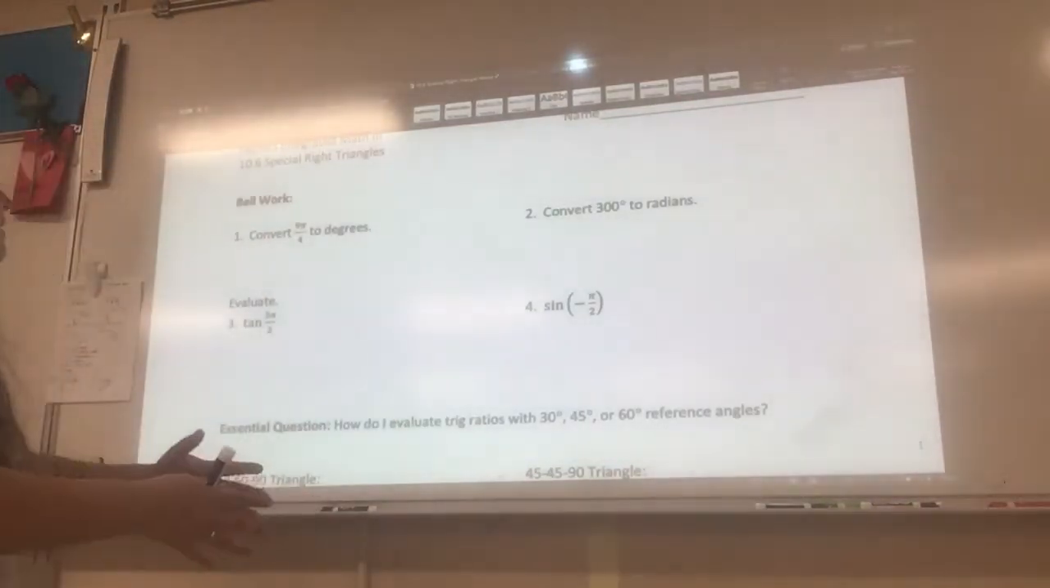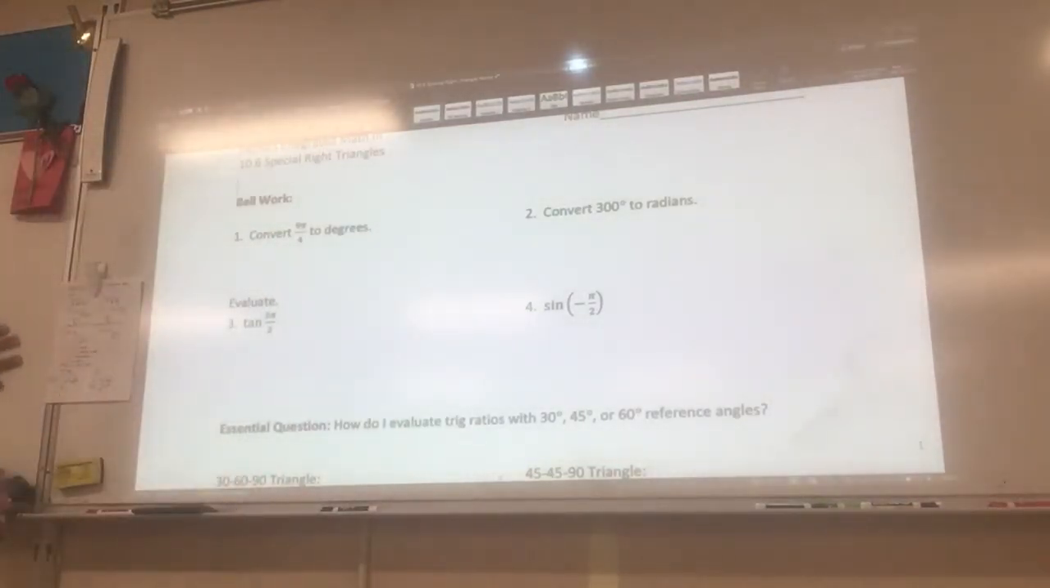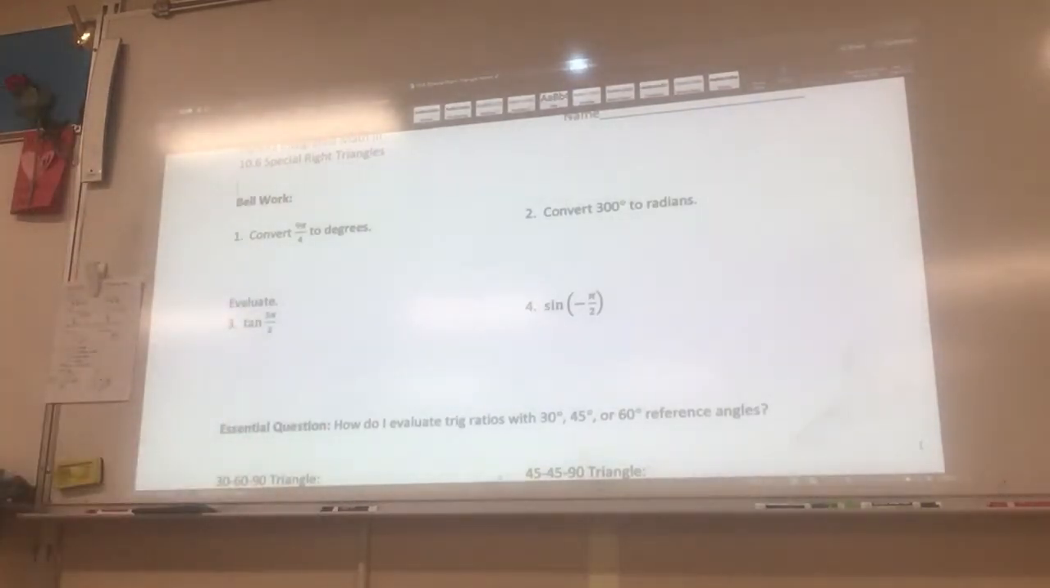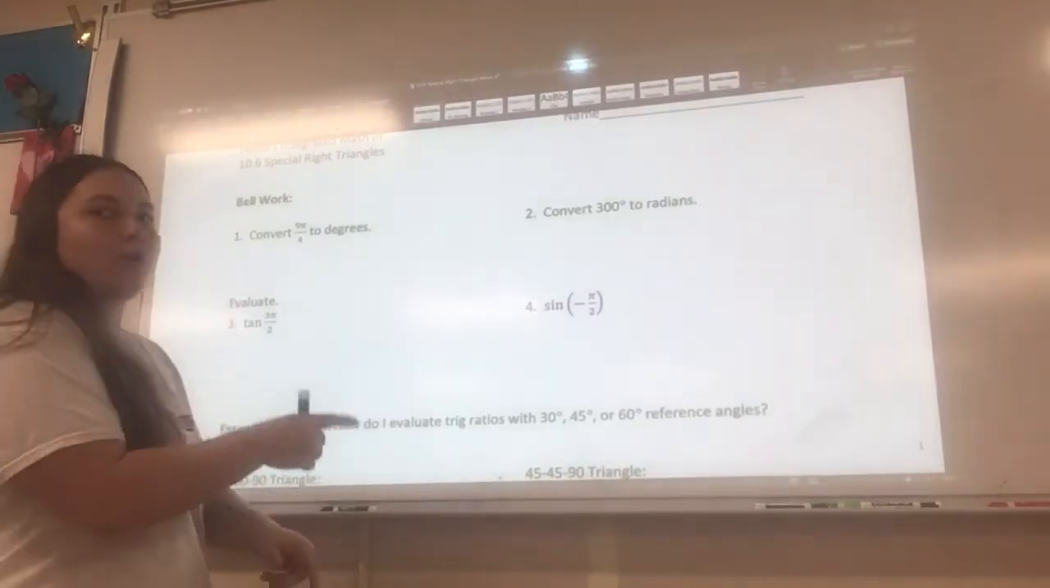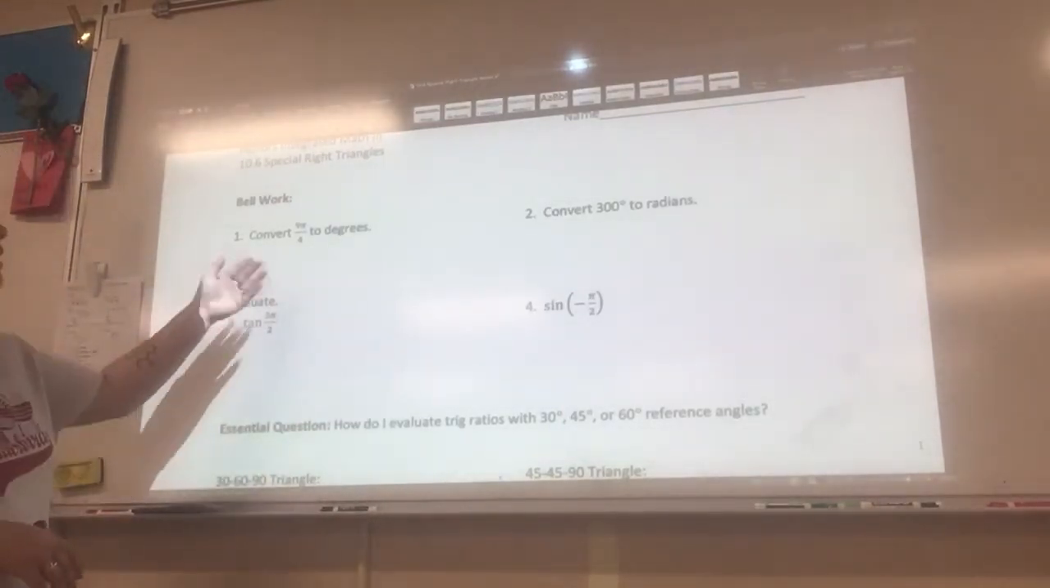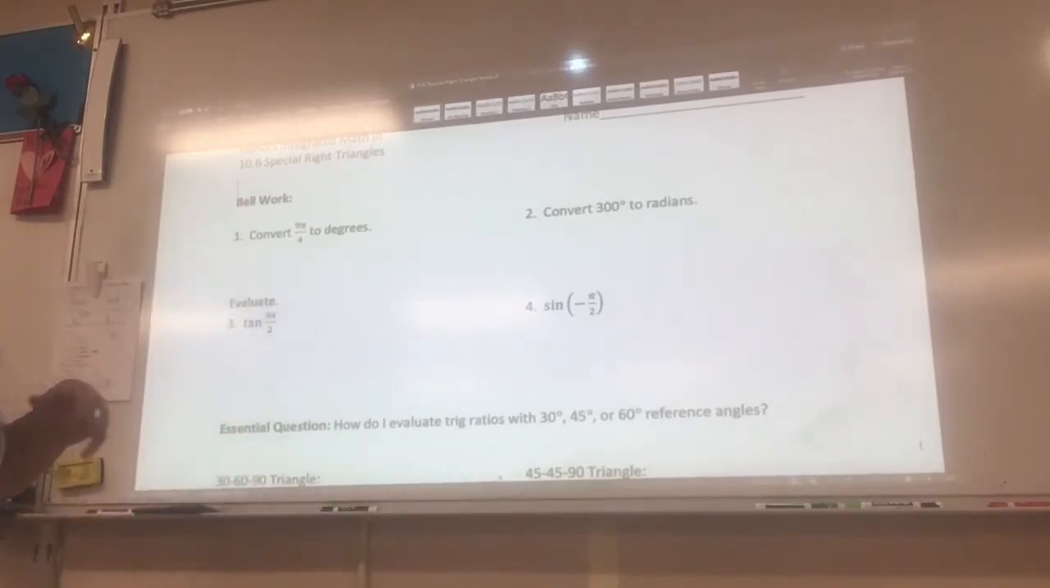All right, so 10.6, we are now dealing with special right triangles. So hopefully you've gotten those reference angles down because we are getting into the nitty-gritty of why they are so important. First though, bell work. We need to remember to convert radians to degrees and degrees to radians.